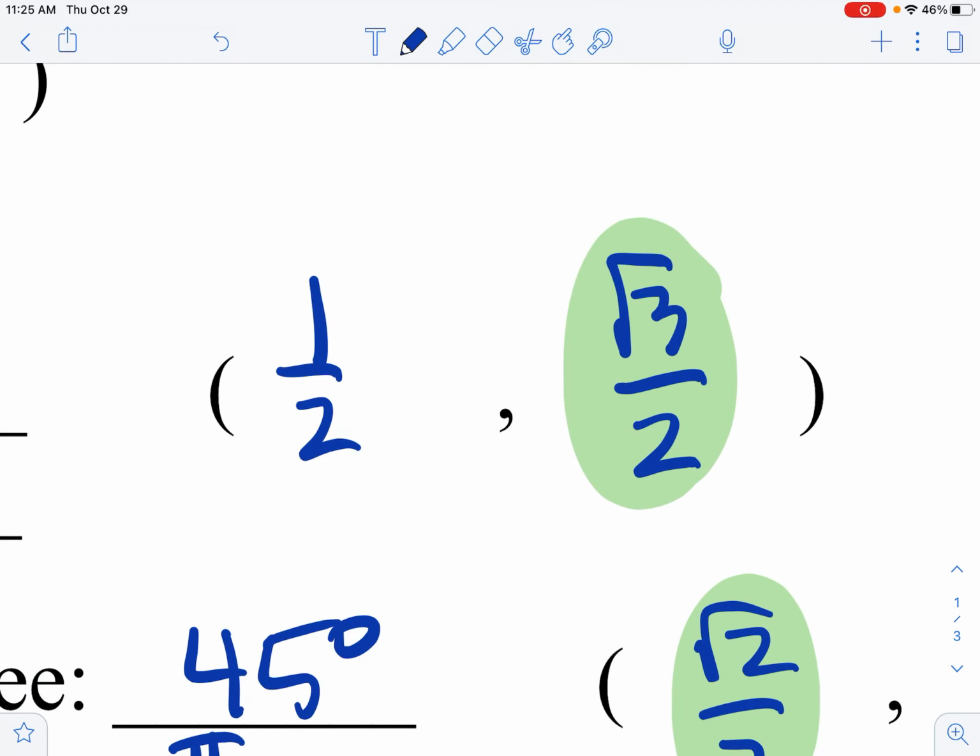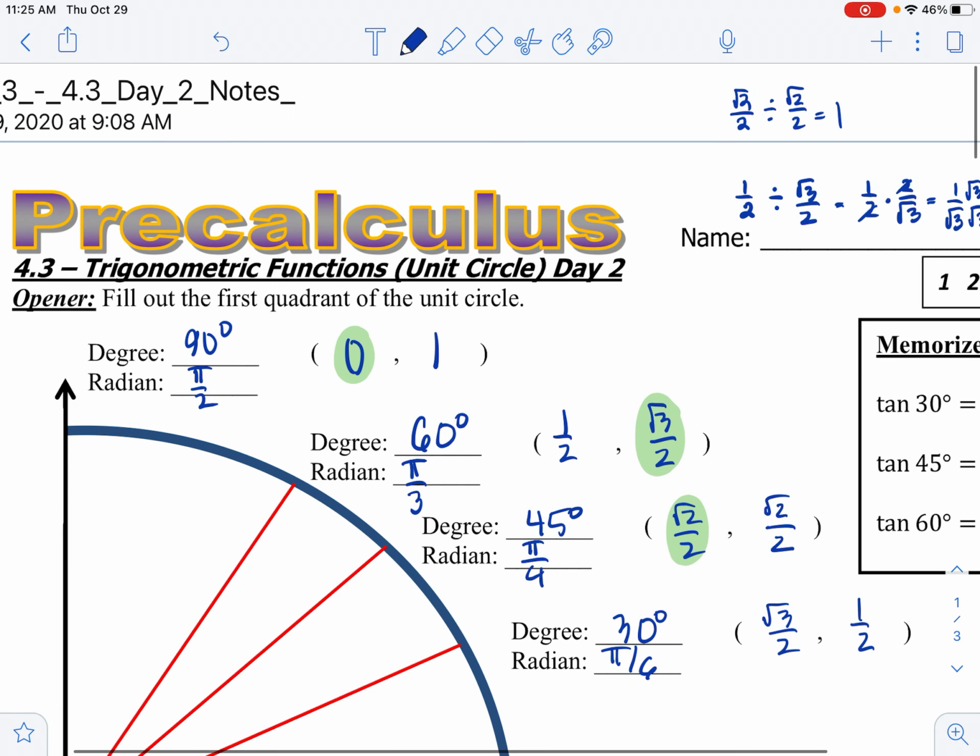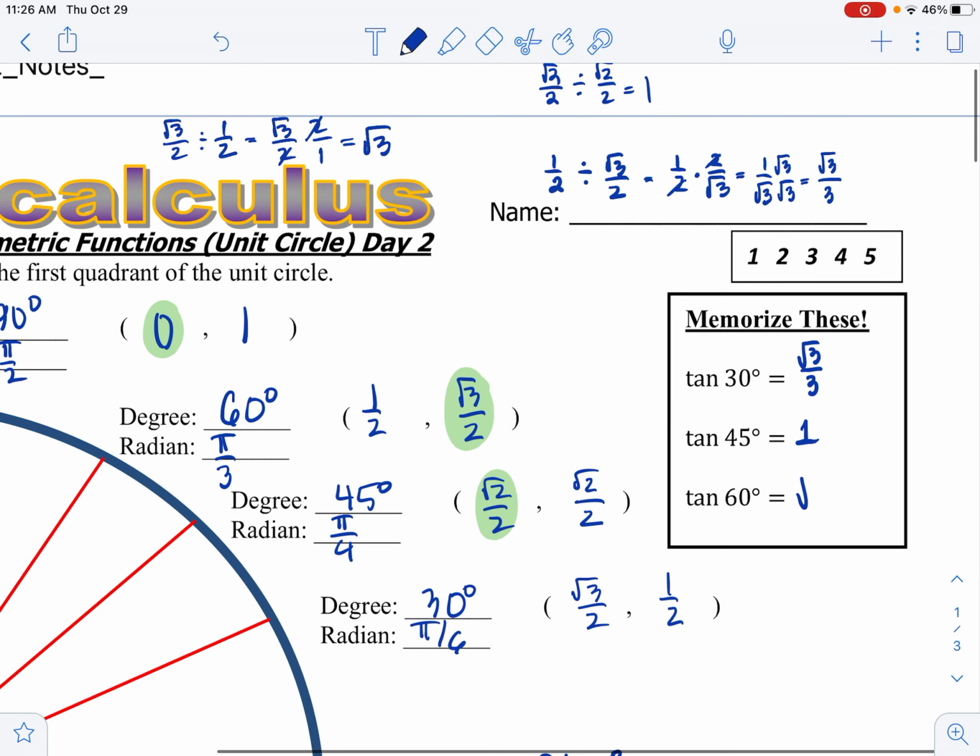Finally, the tangent of 60. So 60 degrees is this ordered pair right here. Sine divided by cosine, y divided by x, root 3 over 2 divided by 1/2. Once again, we're going to multiply by the reciprocal. So we have times 2 over 1. The 2's cancel, and I get root 3 over 1, which is just root 3. So the tangent of 60 is root 3.